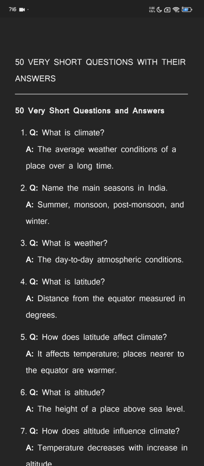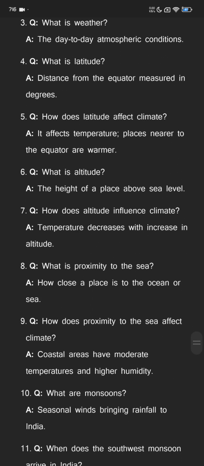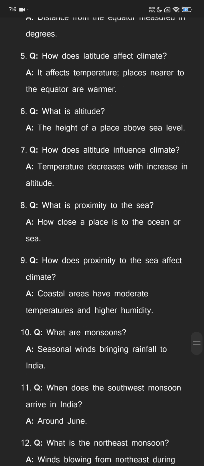What is latitude? Distance from the equator measured in degrees. How does latitude affect climate? It affects temperature. Places nearer to the equator are warmer. What is altitude? The height of a place above sea level. How does altitude influence climate? Temperature decreases with increase in altitude.